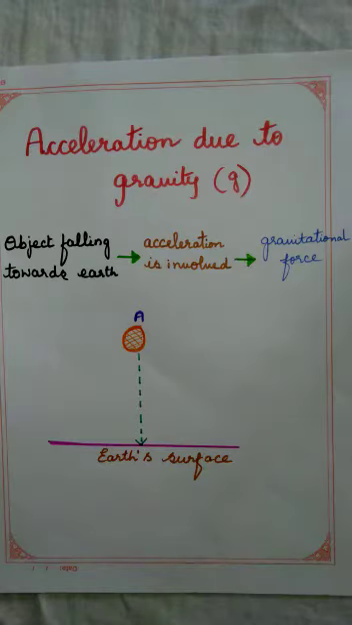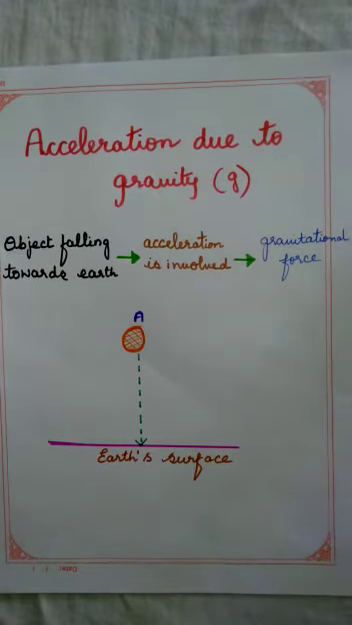The next term used in gravitation is acceleration due to gravity, which is represented by the symbol g, small g. While any object falls towards the earth's surface, there will be no change in the direction of the motion of the objects. But due to the Earth's attraction, there will be a change in the magnitude of the velocity.